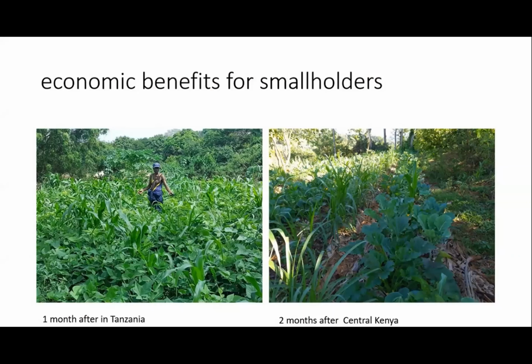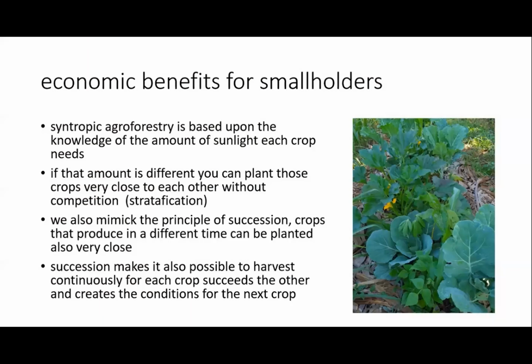The abundance of crops that are growing 1 month after implementation in Tanzania, the left picture. A lot of growth. You see, these are all crops and they all grow on the same space, but because they're divided in strata, they won't compete. In the next picture you see 2 months after implementation in Central Kenya, you see a lot of crop varieties like maize, kale, zucchini, carrots growing, not visible here, but they're also there. Then they grow very densely because their demands for sunlight are different. So that's the importance of knowing the strata of each and every crop.